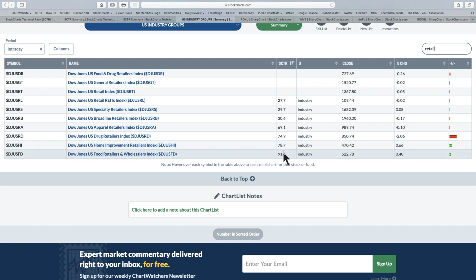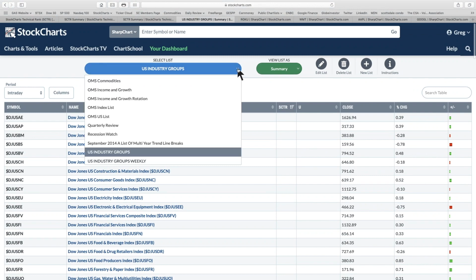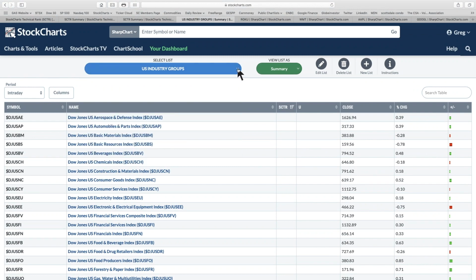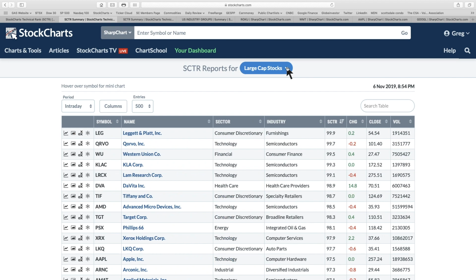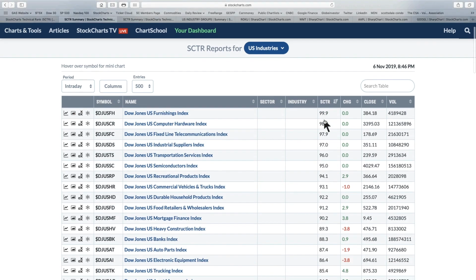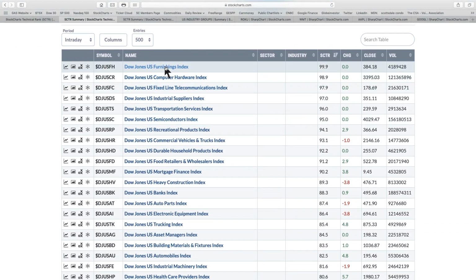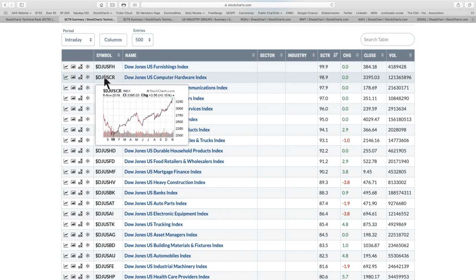But the point I want to make here is, now, if I just get rid of retail and put them all in this basket together, I have an old industry groups list that I made. You don't have to make that anymore, because now you can go to the StockCharts Technical Rank and, instead of large caps, you can tick off the US industries group. And now, by clicking on this SCTR ranking, home furnishings are doing great. So now you can go over and highlight that. It's just going ballistic. Nice.